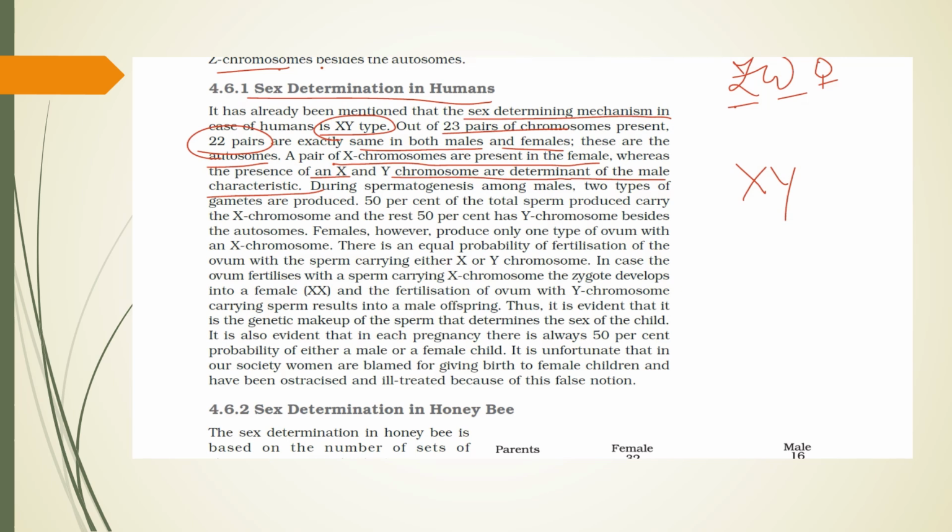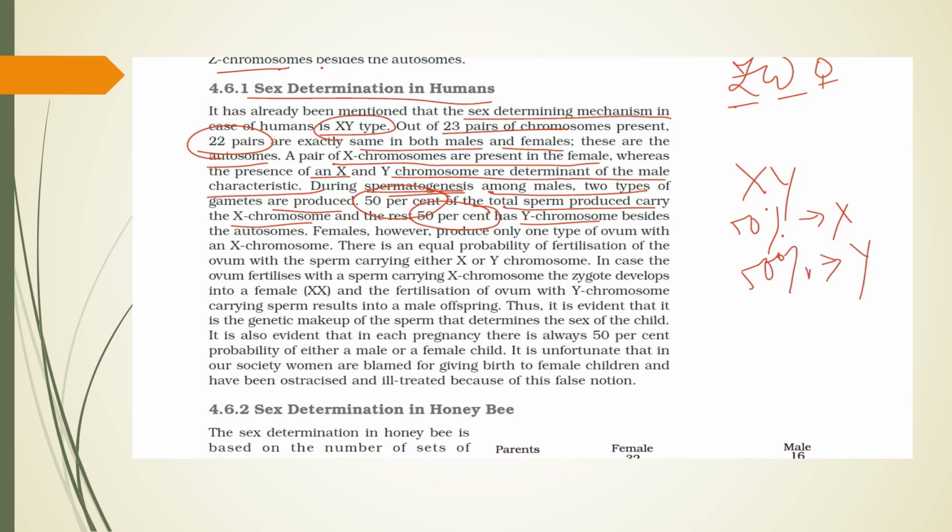So autosomes are all the same in male and female. It should be kept in mind that autosomes are similar. Only the sex chromosome differs in a male and a female person. Now, during spermatogenesis, you have studied already what spermatogenesis is. Among males, two types of gametes are produced. 50% of the total sperm produced carry the X chromosome, whereas the rest 50% carry the Y chromosome. The process of spermatogenesis is the production of sperm. So 50% are having the X chromosome, whereas the other 50% of the sperms are having the Y chromosome.